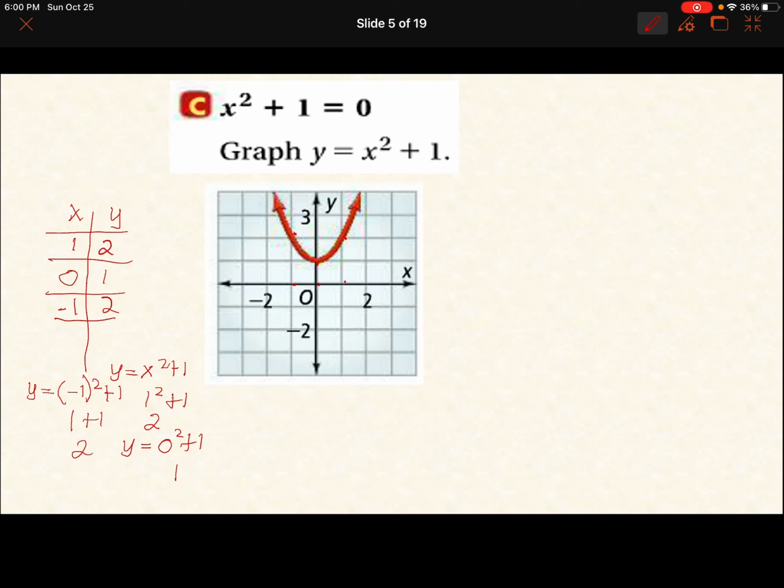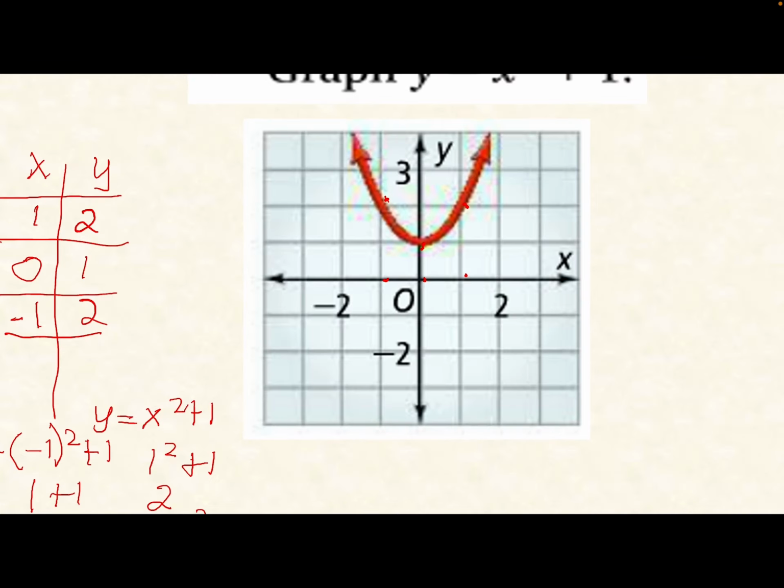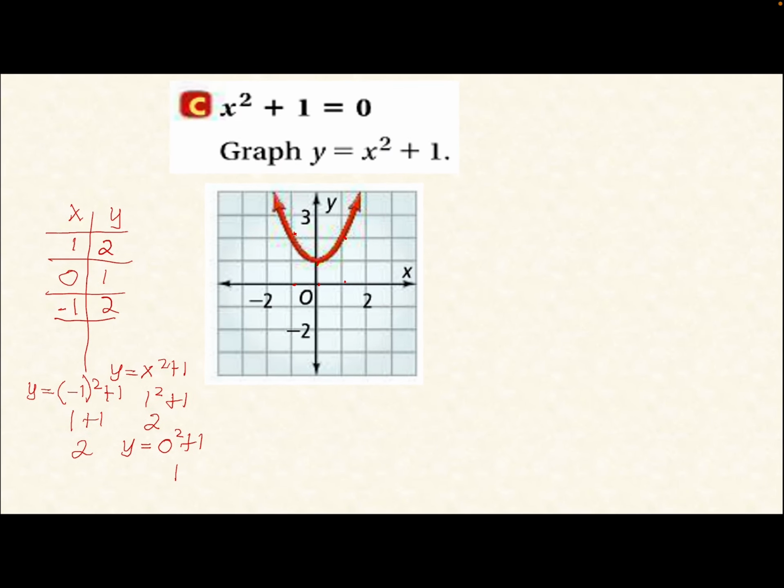Okay. Now, try to observe. What is the solution of the given quadratic equation? What do you think? What do you think is the solution to the quadratic equation? It has no real number solution. Okay? This is the graph of the quadratic equation, the third one. Why is it that there is no real number solution?